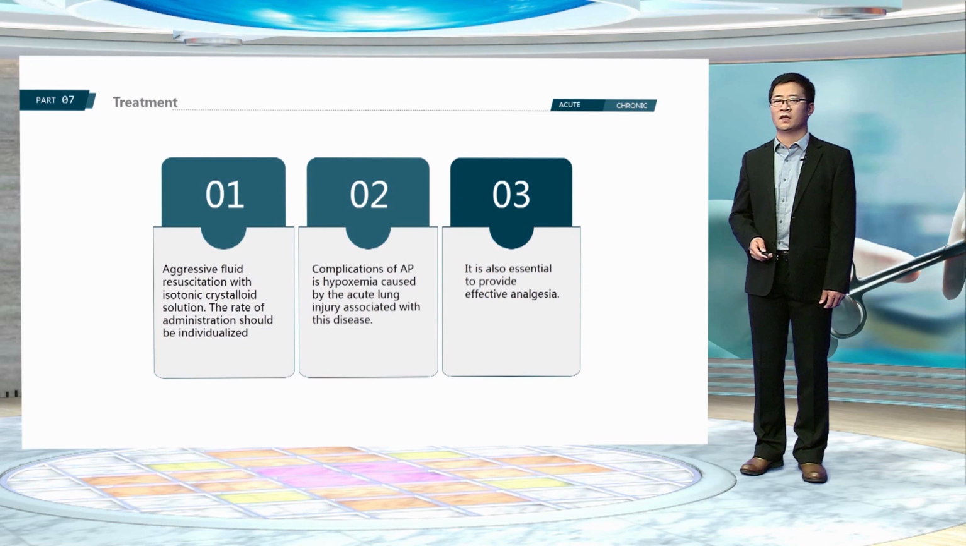Treatment of AP. First, aggressive fluid resuscitation with isotonic crystalloid solutions. The rate of administration should be individualized based on mental status or urine output. Complications of AP include hypoxemia caused by acute lung injury. And for some severe cases, because of the pain, it is also essential to provide effective analgesia.